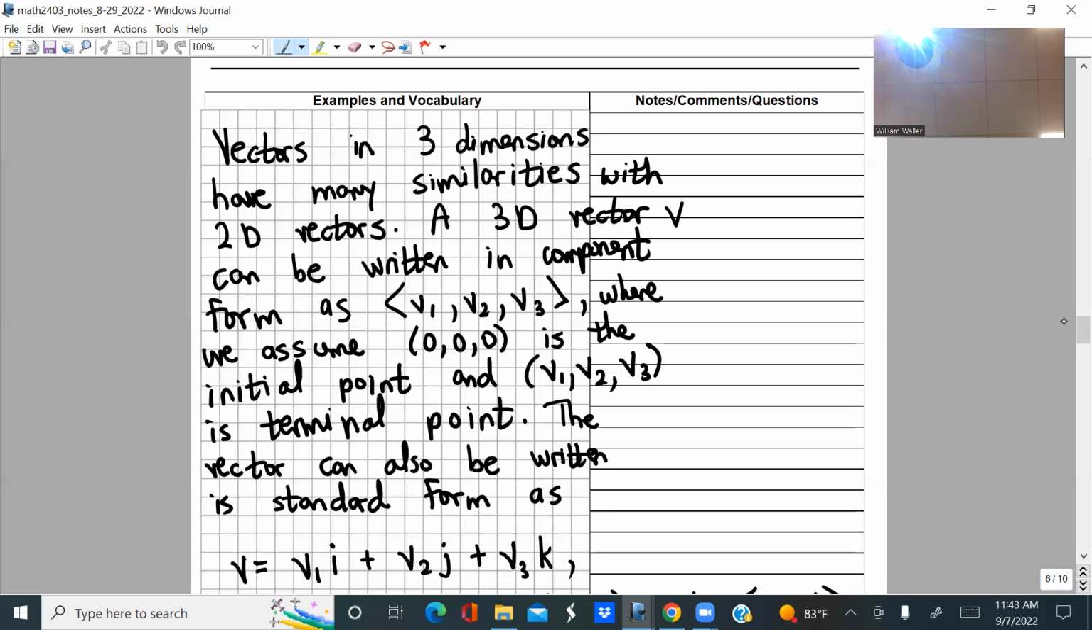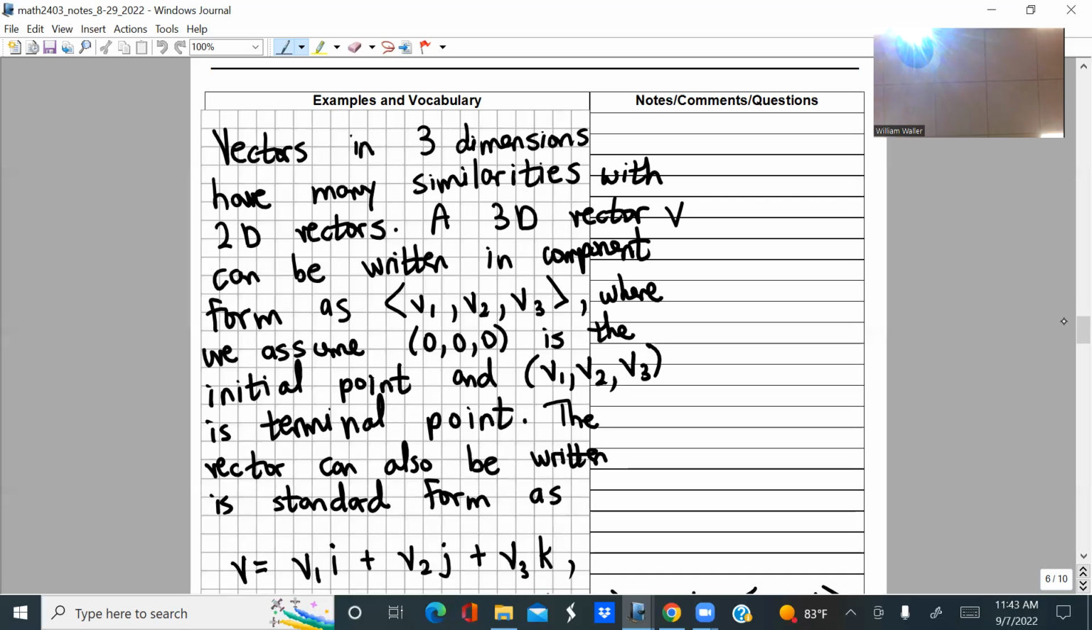And just like with 2D vectors, you can write 3D vectors as a linear combination of 3 unit vectors. The 3 unit vectors are the unit vector along the x-axis in the positive direction, and the unit vector along the y-axis in the positive direction. Those are referred to as i and j, again, just like they are in 2 dimensions.